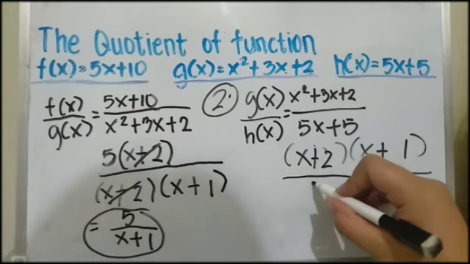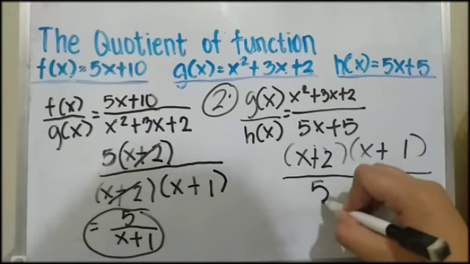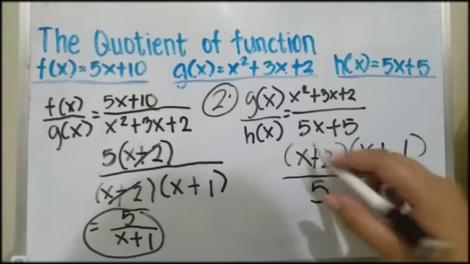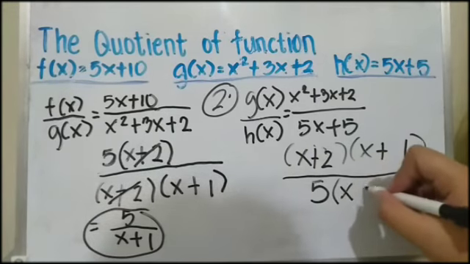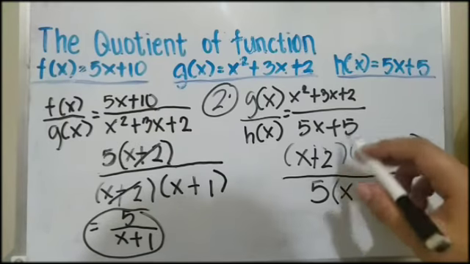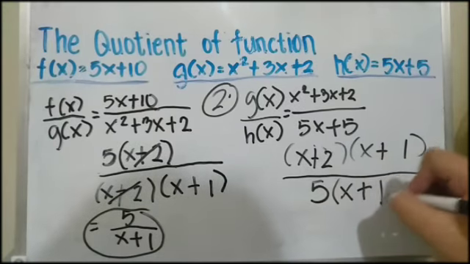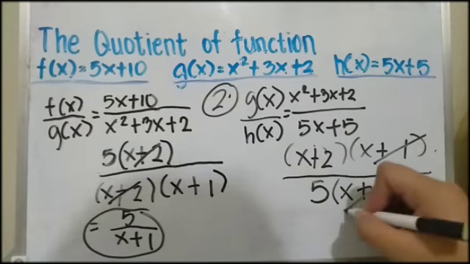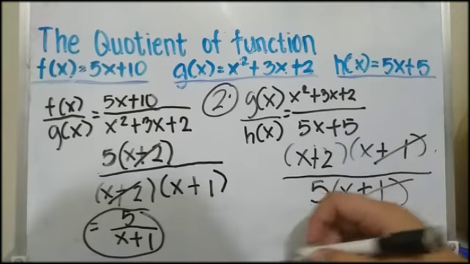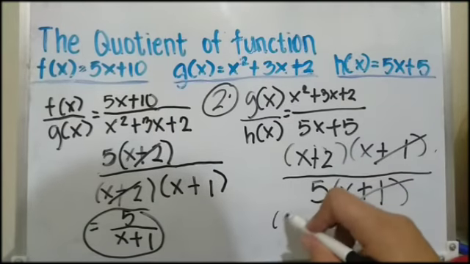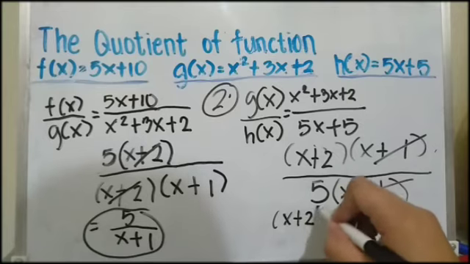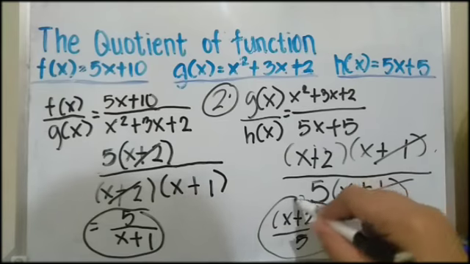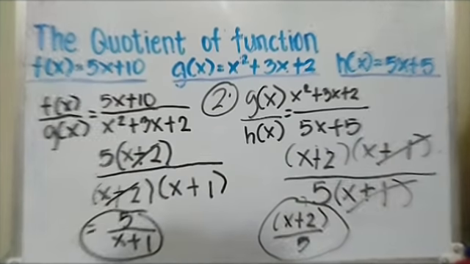So the greatest common factor is 5. So 5x divided by 5 is x, and 5 divided by 5 is 1. So let us cancel the like terms of the numerator and denominator. So the final answer of this is x plus 2 over 5. So simple, or should I say easy as that.